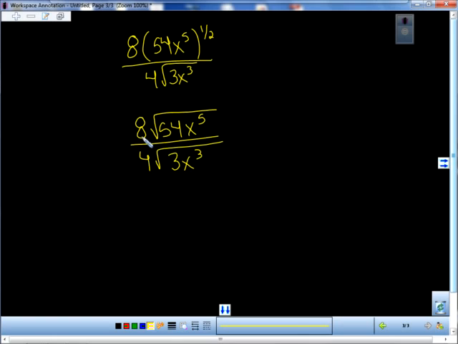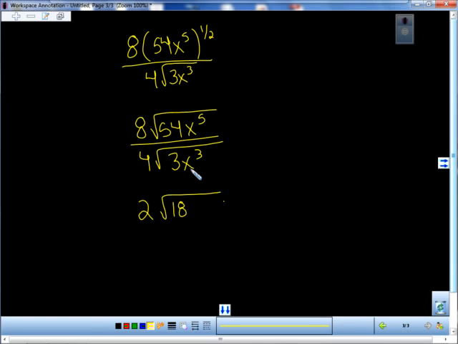Next thing I want to do is divide the individual parts, like the coefficients. I have an 8 and a 4. I can divide those. These radicals have the same roots, so I can divide those also. So 8 divided by 4 is 2, and I'm going to leave that out separate, times, and I'm going to actually divide them so that my fraction goes away. 54 divided by 3 gives me 18. It's still underneath the square root.